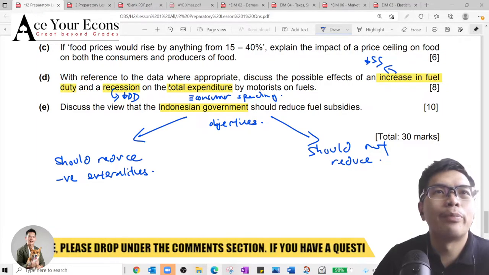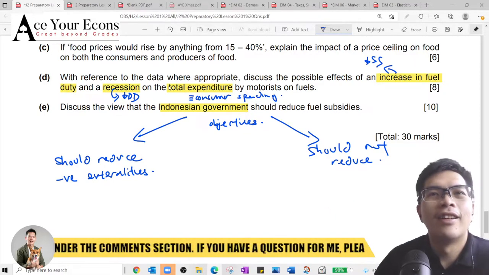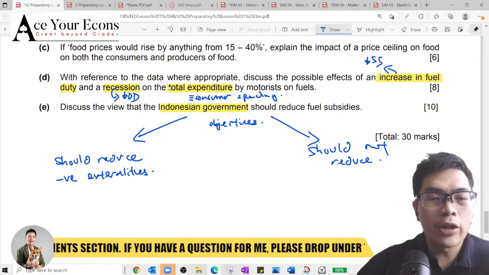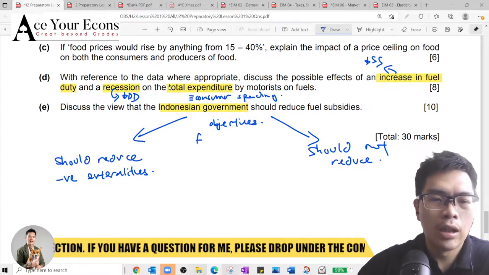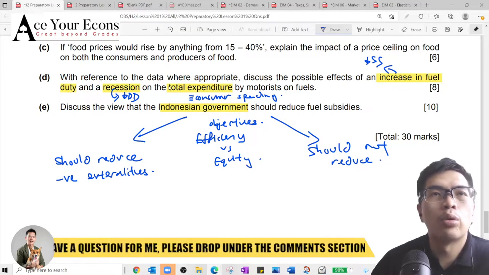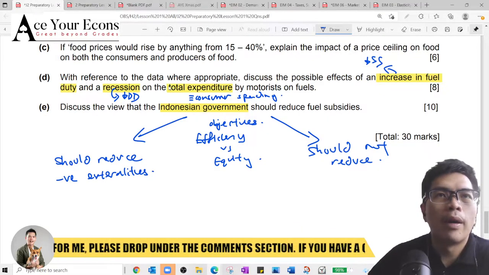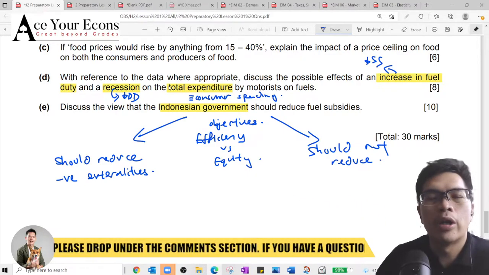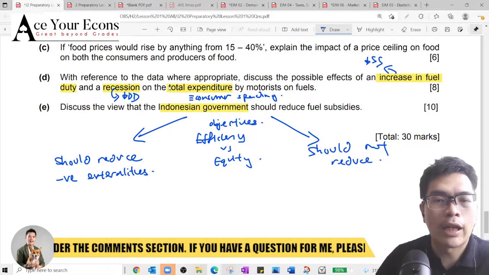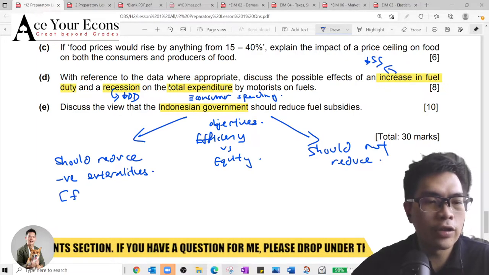For students who have been with me, I often advocate the two E's. What are the two E's? Correct, we have allocative efficiency. Make sure you are familiar with the two E's, efficiency and equity. At least for micro, these are the two. When we move on next year to macro, we will have more objectives, but for now, we can use the micro framework to address this. For the efficiency side, we can address allocative efficiency. We can curb the overconsumption of fuel. We can reduce negative externality. Do we agree? This is efficiency.